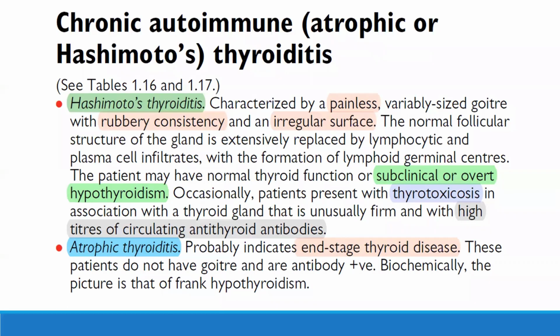And Hashimoto thyroiditis presents with subclinical or overt hypothyroidism, and in very rare conditions may present with hashitoxicosis. Atrophic thyroiditis: most of the references mention that it is the end stage of Hashimoto thyroiditis.